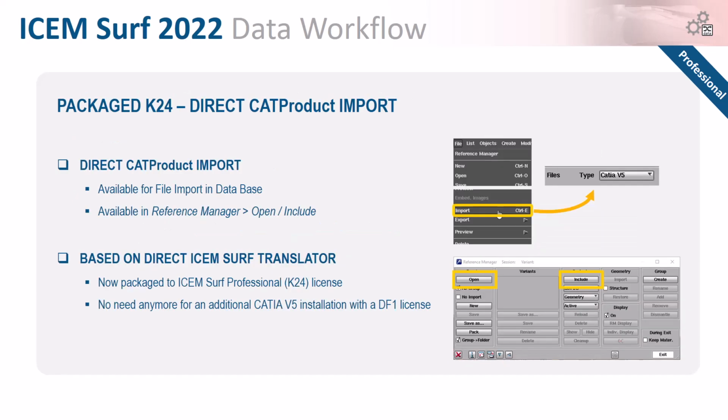Now here we have a fantastic new import option. It's the direct import of CATIA V5 CAT products, the assemblies. Bringing in assemblies from CATIA into the reference manager or directly into the database. It is included with the K24 base license, so now there is no need to have any kind of CATIA installation or extra licenses for it to work.